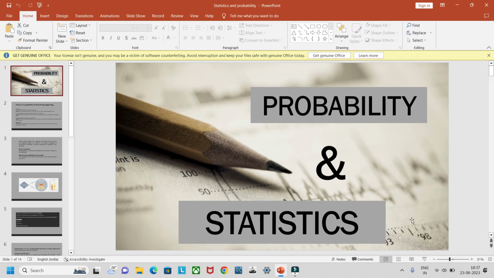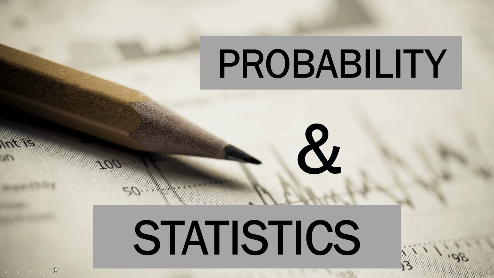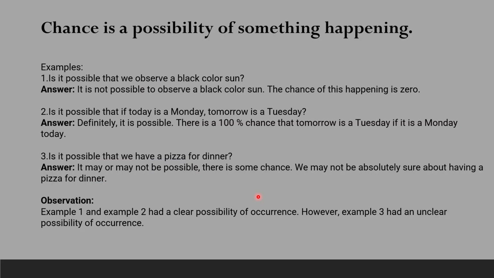In this lecture we are going to study probability and statistics, which is required for data science. Let's understand some basic concepts here. First we'll study probability and the required things with respect to probability, and then we'll move on to statistics. Before understanding what probability is, we need to understand what chance is. Chance is the possibility of something happening.